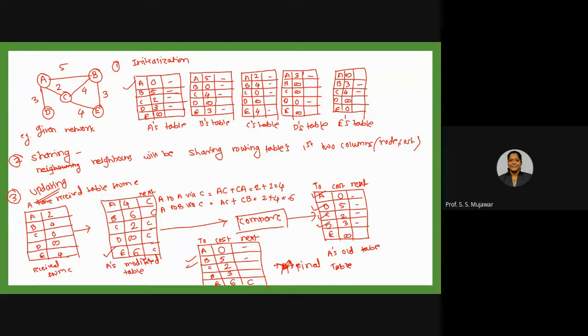So likewise, if it is a periodic update, then after every 30 seconds, every node is going to share its routing table with its neighbors. B will be sharing with C, A, E. E will be sharing with C, B. D will be sharing with A, C, like this. Accordingly, everyone will be updating their own routing table. If it is a triggered update, then only if any changes are made to the routing table are they going to send the update to other nodes. So this is distance vector routing.